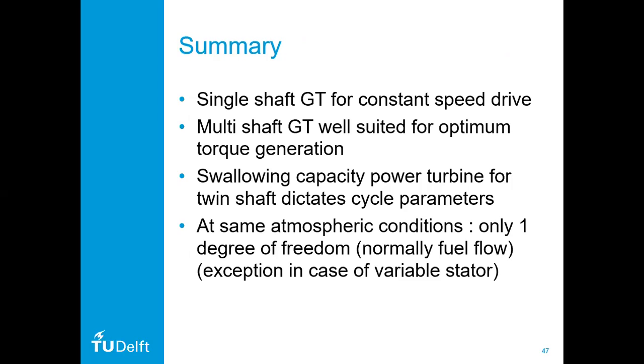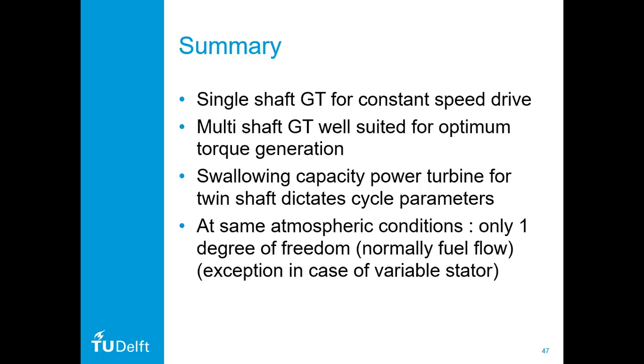So what is the summary of today? The single shaft, we did some calculation for that, is normally for constant speed drive, and in 9 of 10 cases it is for a generator drive connected to the grid. We saw the multi-shaft gas turbines are well suited for optimum torque generation. And importantly, the swallowing capacity of the power turbine, together with the compressor maps, dictates the cycle parameters. We saw that in the single shaft where we did the calculation, but also saw examples for the multi-shaft.